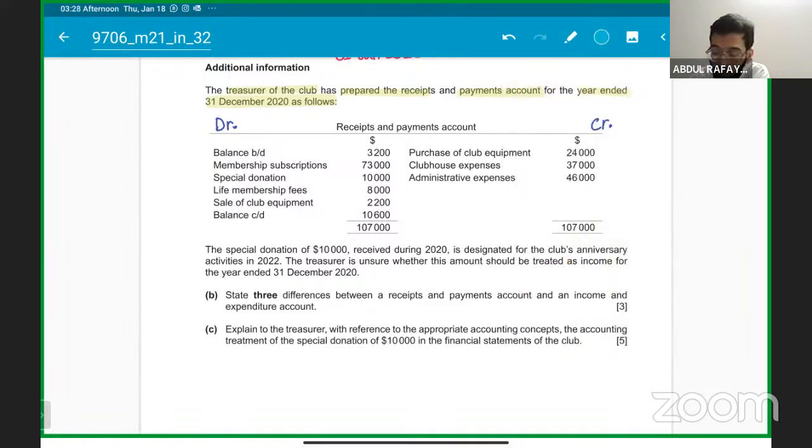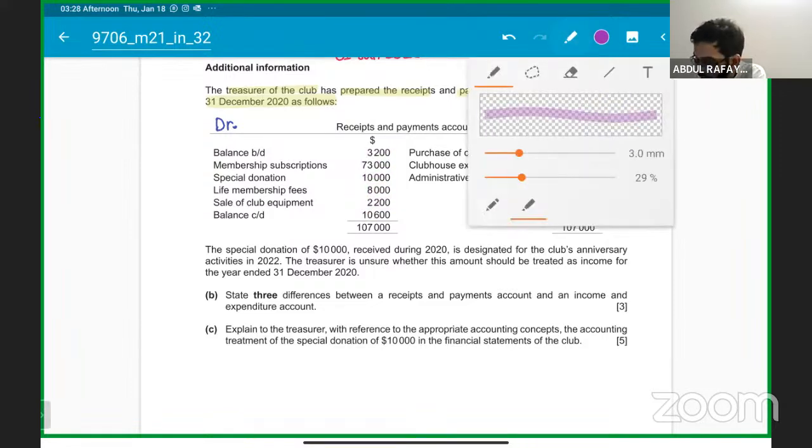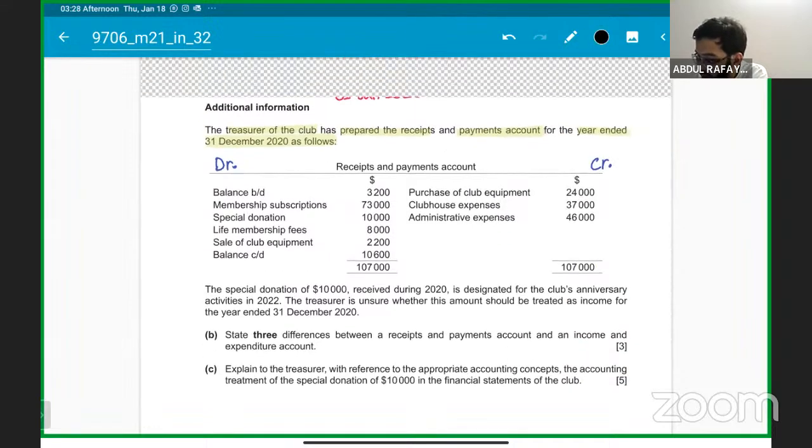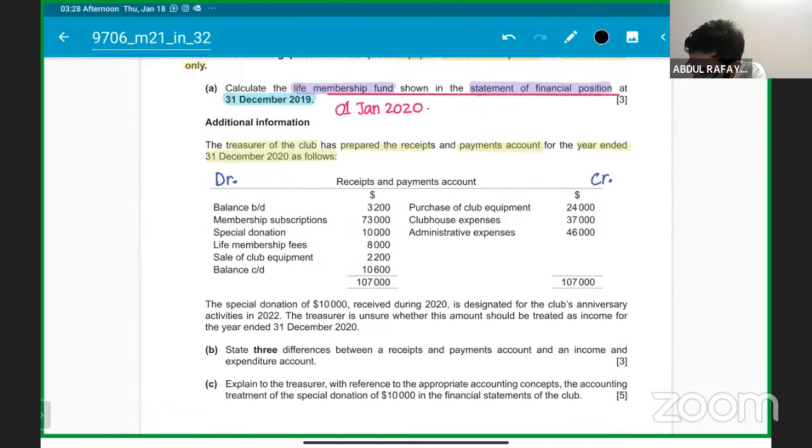You have done a capital expenditure, you have purchased something, students. Then you have sale of club equipment, life membership fees for the year, membership subscription fees, and balance brought down and closing balances. Students need to understand, now we have changed the year. We are in the year of 1st January 2020 to the end of the year, 31st December 2020. Understanding, students? Guys, clear on this?